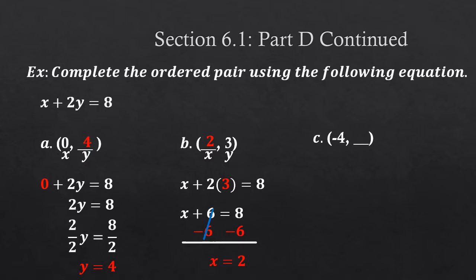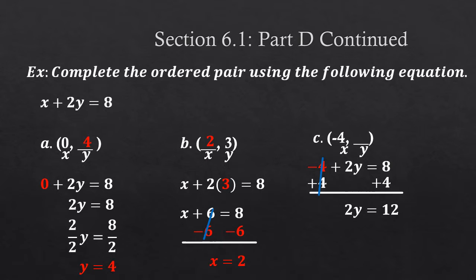Suppose I gave you point C, where I've given you that x is negative 4, but you don't know y. So just as in example A and B, we will do the same thing. We will plug in a negative 4 for x, and we will begin to solve for y, so we will add 4 to both sides. 2y equals 12. Divide both sides by 2. Y equals 6. So the missing half of point C was 6.